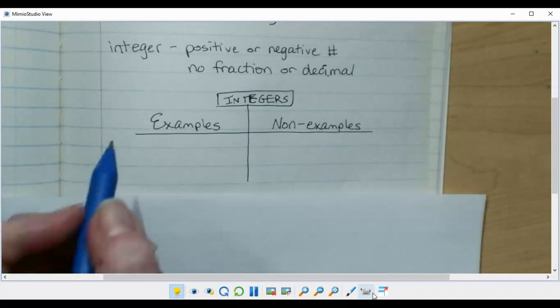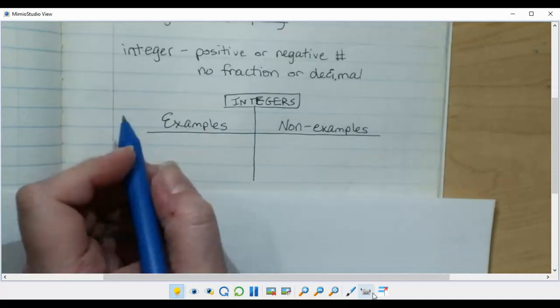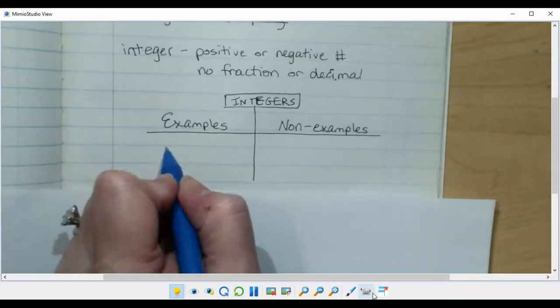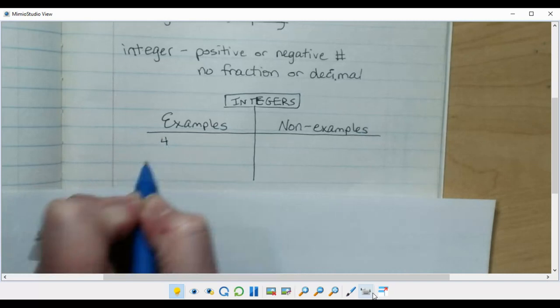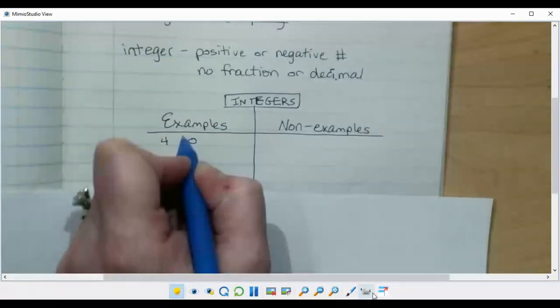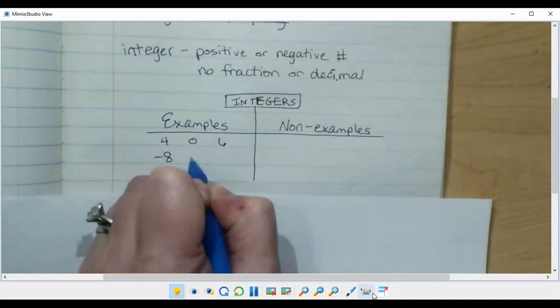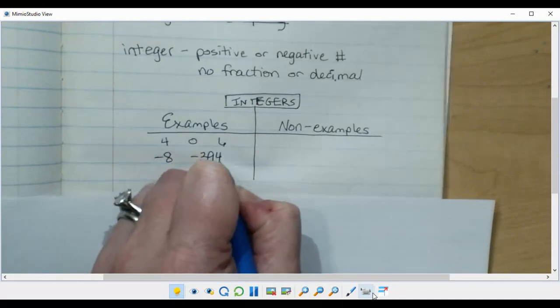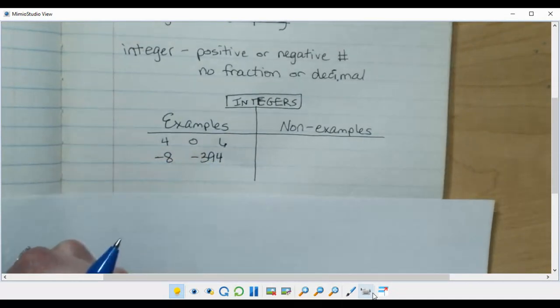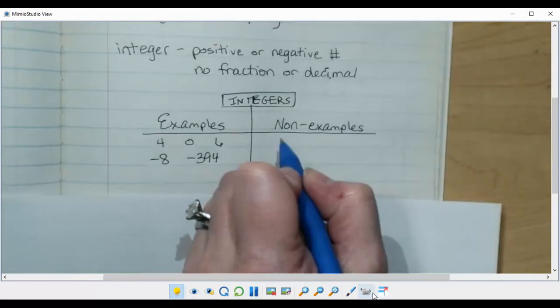All right, let's see. Some examples, and there's an unlimited amount of things that we could put on here. Things like 4, 0, 6, -8, -394, and lots more.